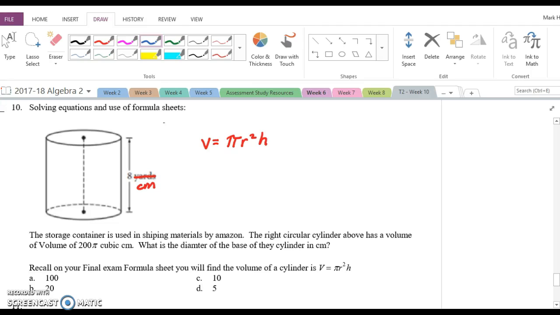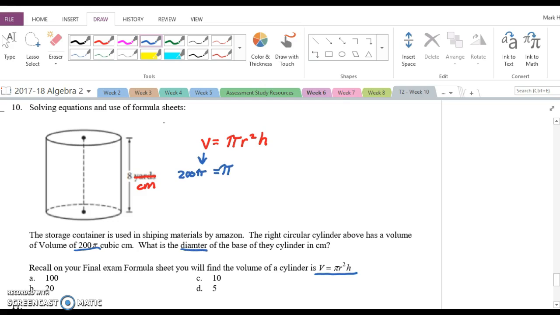You've been given a picture and you've been given a formula. On your fluency and on the SAT test, you may actually have to pull this formula off of a formula sheet. But then you're told that the volume is 200 pi. And you know that equals pi.